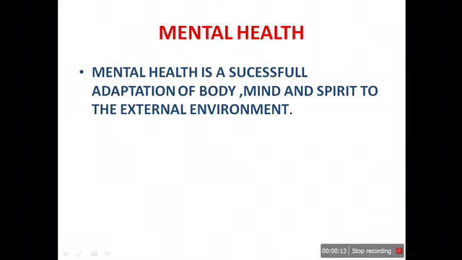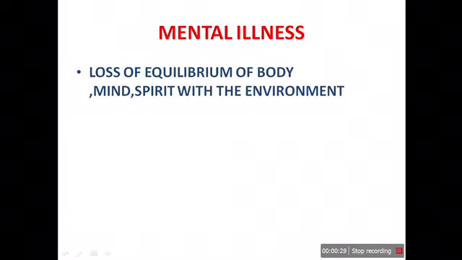What is mental health? Mental health is a successful adaptation of body, mind, and spirit to the external environment. It is the adjustment of your body, mind, and spirit to the reality. Mental illness is the loss of equilibrium of body, mind, and spirit with the environment. As I told, mental health is the adjustment or adaptation with the environment. When that adjustment or balance or equilibrium is lost, then we can say it's mental illness.